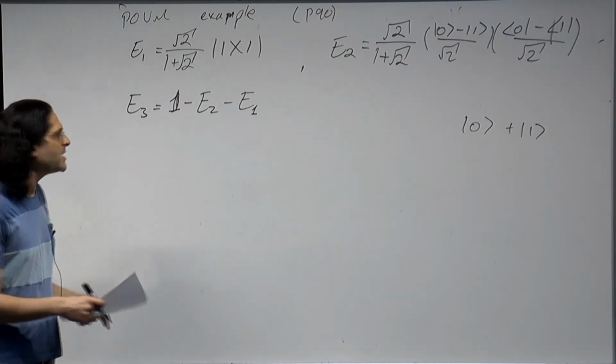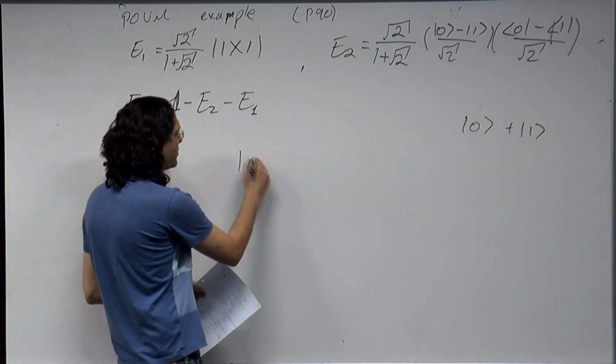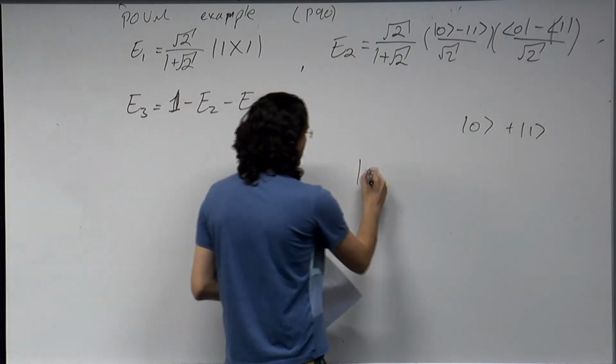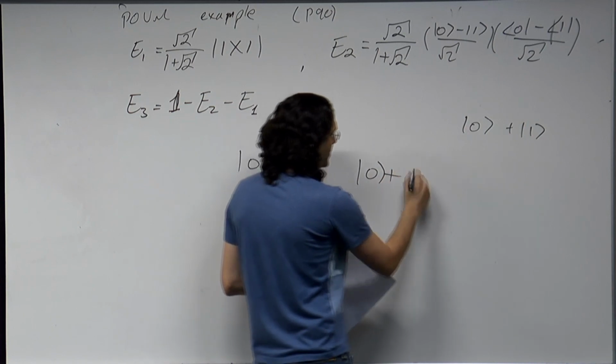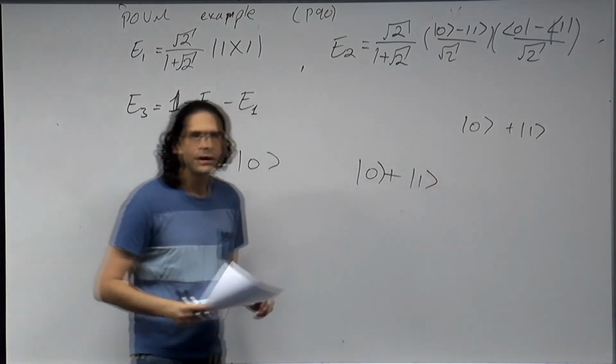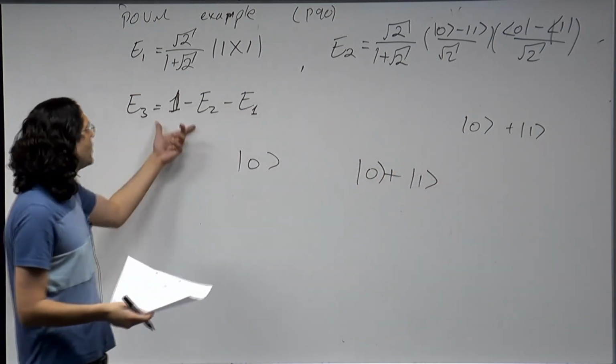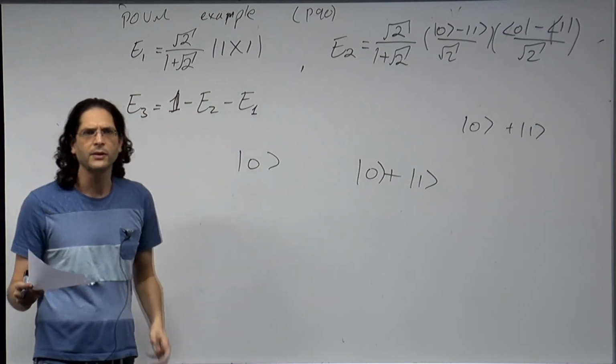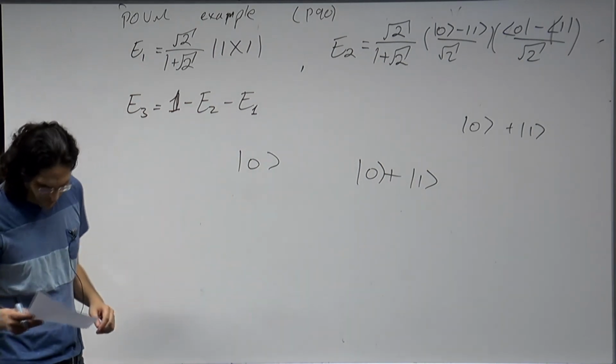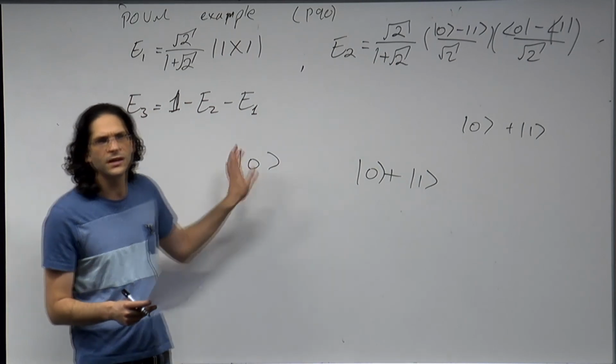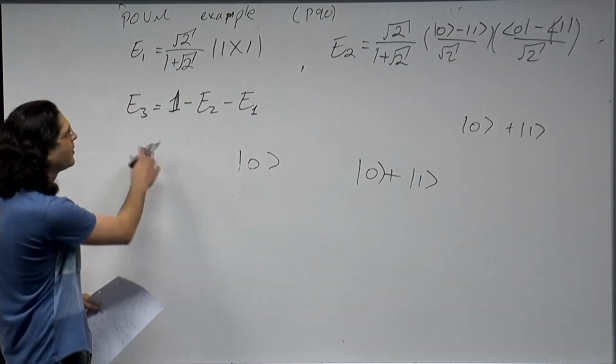So this measurement helps me distinguish perfectly between 0 and 0 plus 1, except for the cases where I get E3, where I can't really say much. So this is just a very simple example of a POVM.